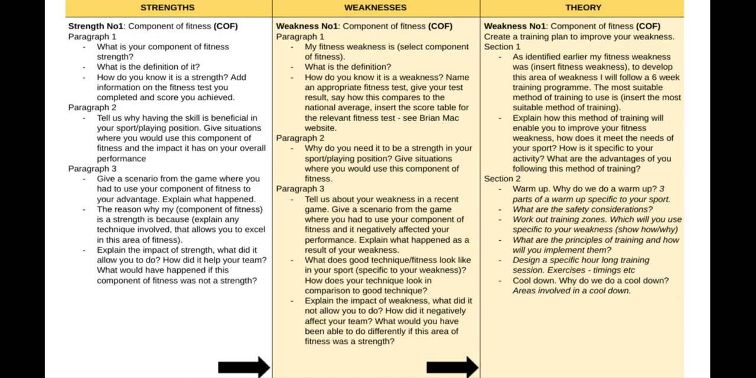So if your strength is, let's say, muscular endurance, when specifically in a game situation has muscular endurance allowed you to be successful? Alternatively, if it's your weakness, when has it caused a detrimental impact on your performance? A tip at this point: take the time to answer each question per paragraph, and where possible, use specific sport terminology.